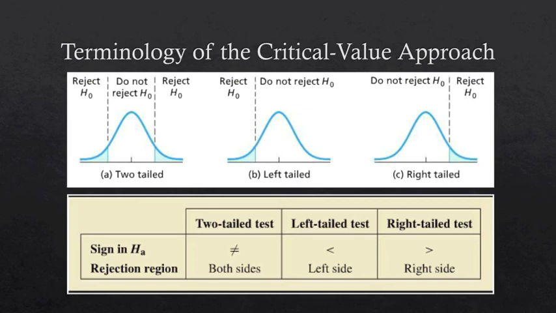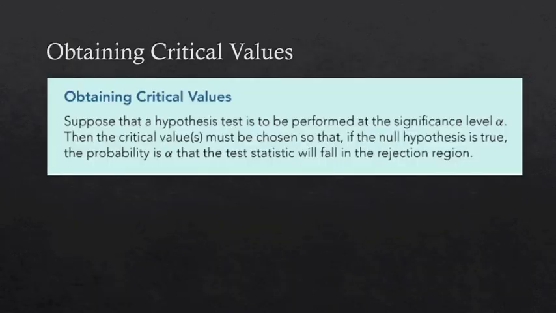Okay, so obtaining critical values. Suppose that a hypothesis test is performed at the significance level alpha. Then the critical value must be chosen so that if the null is true, the probability is alpha that the test statistic will fall in the rejection region.